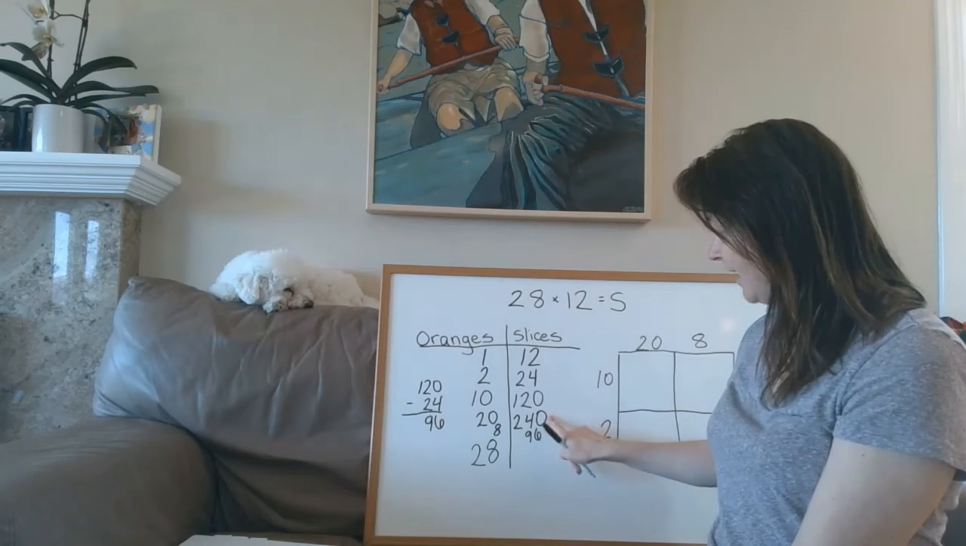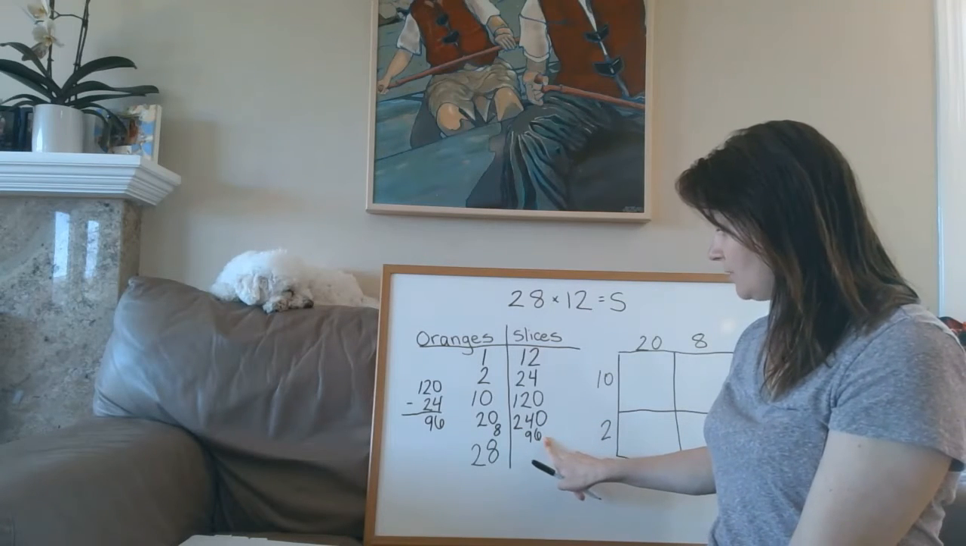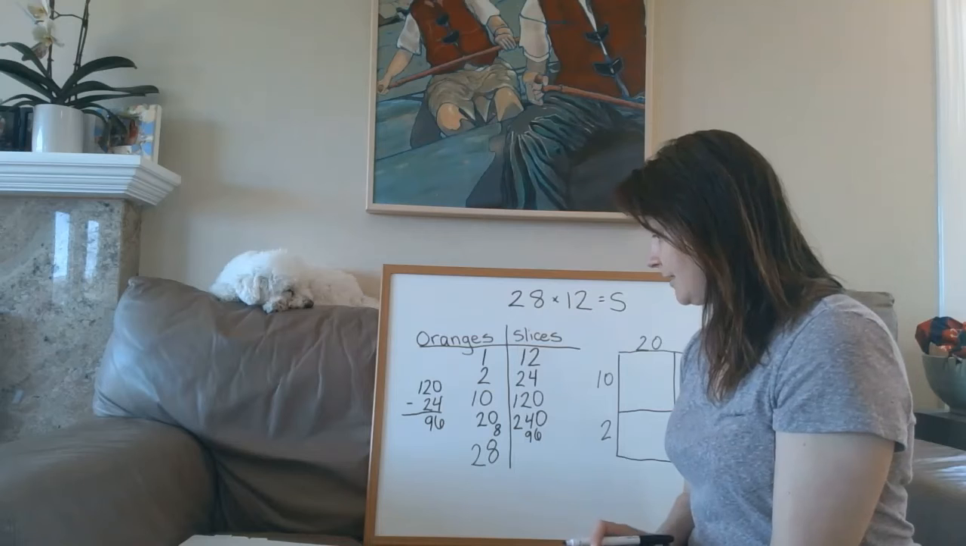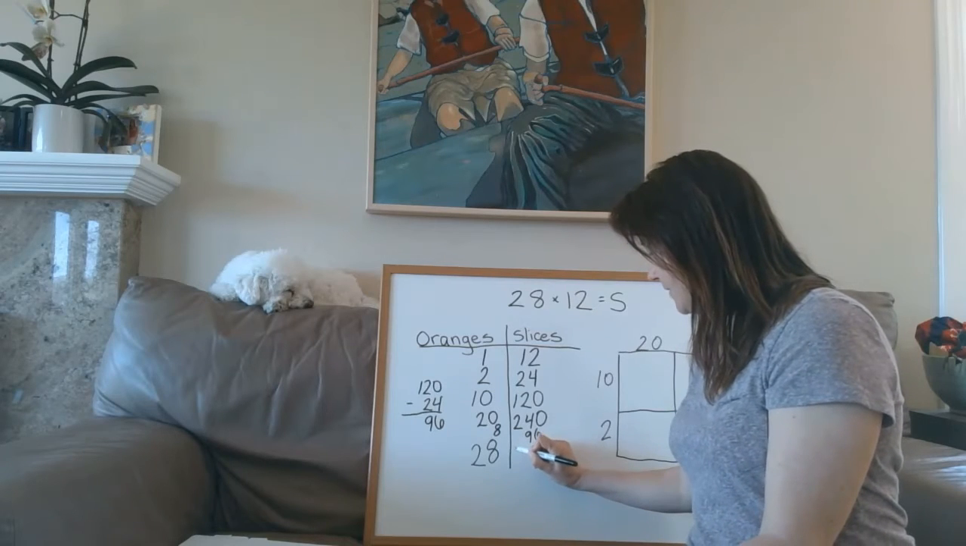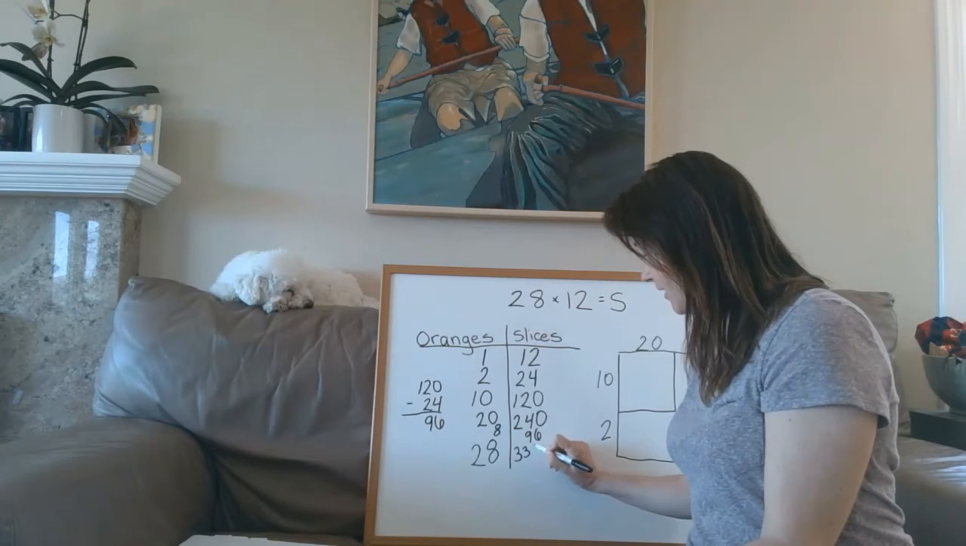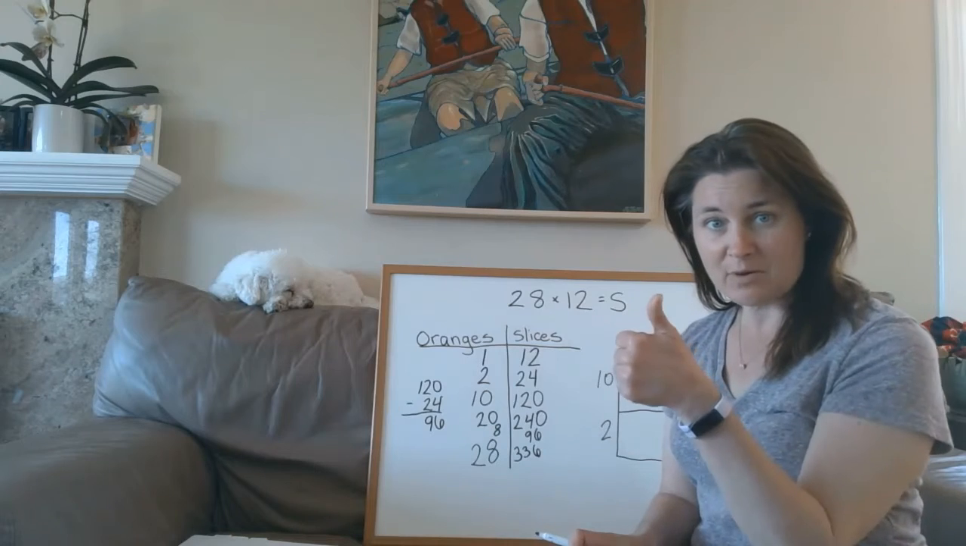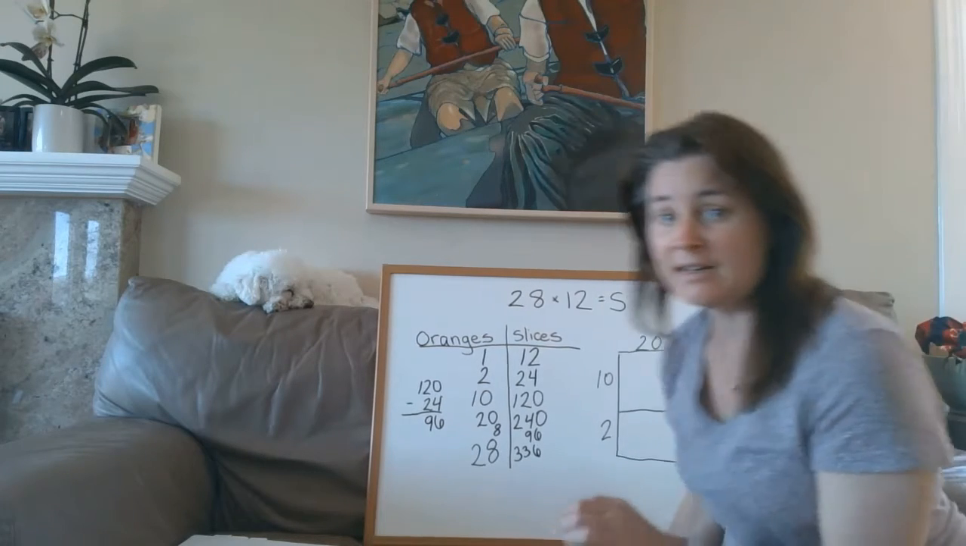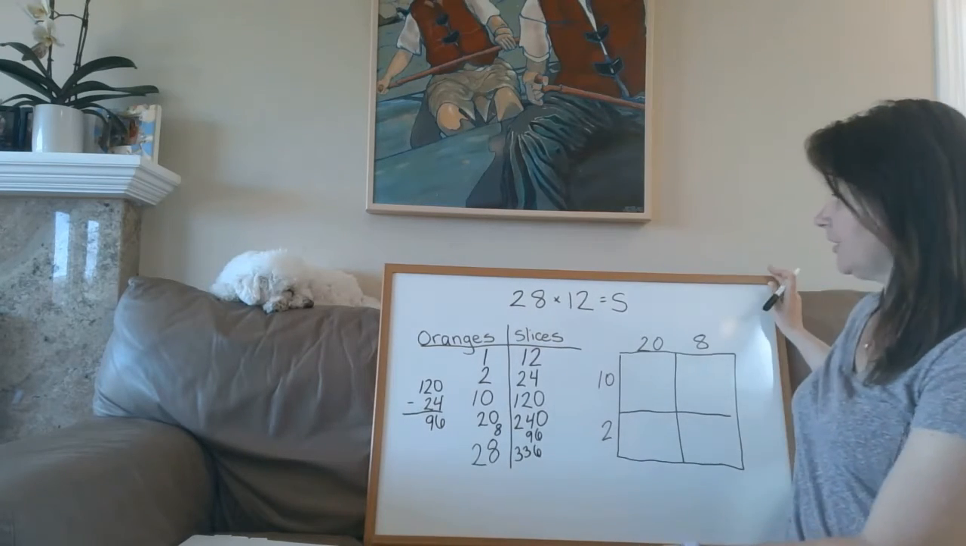And then I can add these two numbers together. 240 plus 96 would get me 336. So what did you get? If you didn't get it, it's okay. We're going to try it over here.